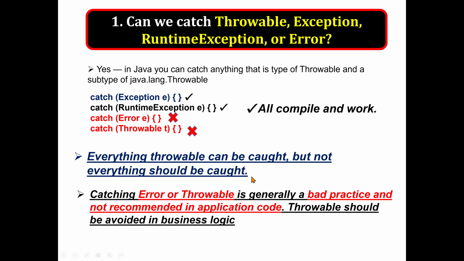Technically, it is possible because throwable is at the top of error and exception. That means we can catch throwable as well, but it is not recommended for the business logic in our application code. That you need to keep in mind. Now, catching error and throwable is generally bad practice and not recommended in application code. Throwable should be avoided in business logic. So, specifically speaking, throwable we should not catch for specific business logic in our application code.